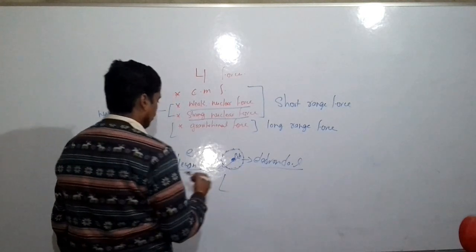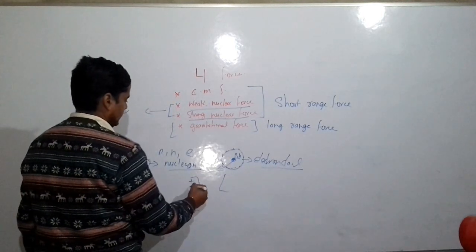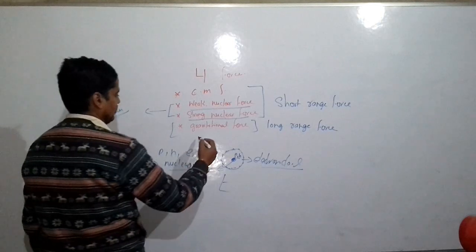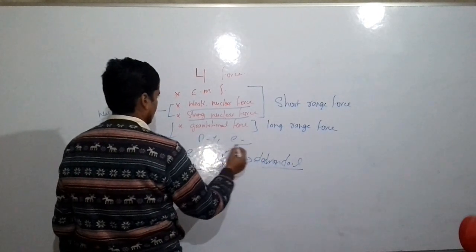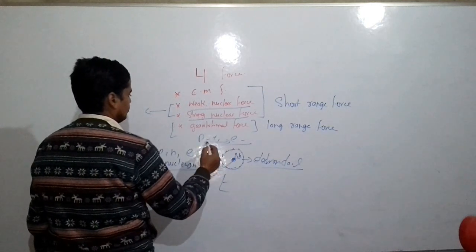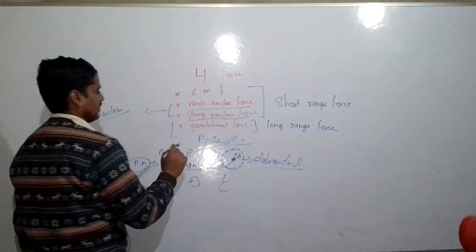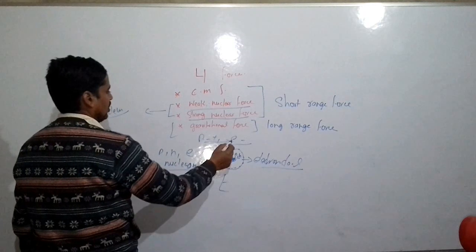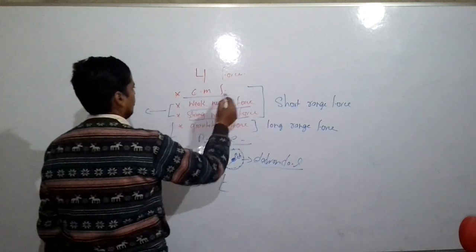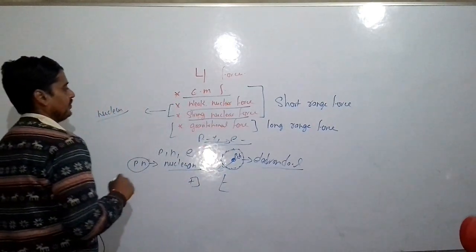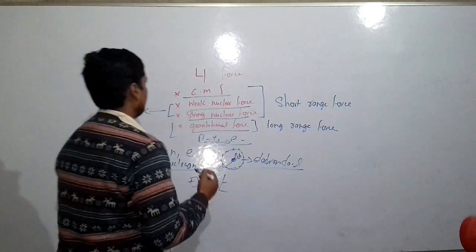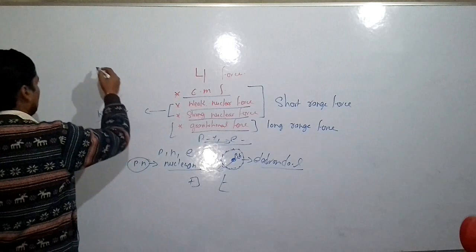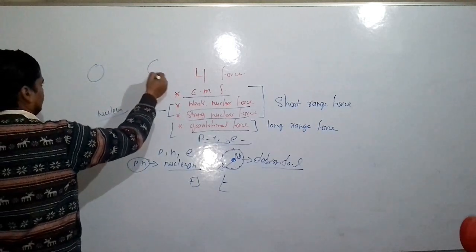between two opposite charges, positive charge and negative charge. We know that proton is positive charge and electron is negative charge. So the force which works between these two charges is electromagnetic force. And gravitational force is a long range force which works between two large objects.